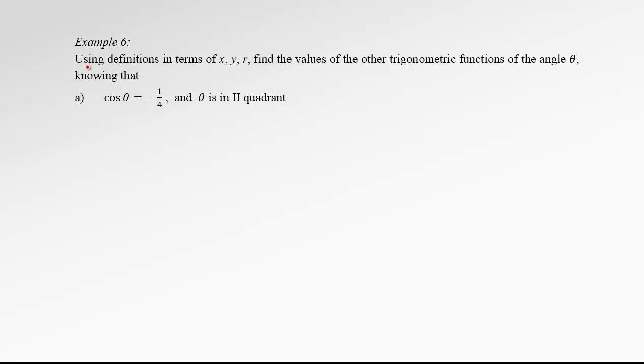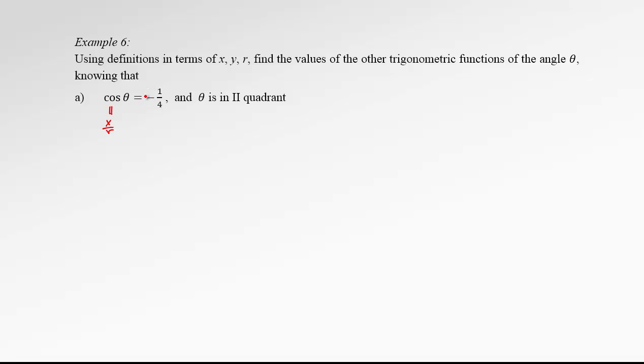What do we need to do in this example? Using definitions in terms of x, y, and r, find the values of the other trigonometric functions of the angle theta, knowing that cosine of theta is negative 1/4, and also that theta is in the second quadrant. Okay, do we remember the definition of cosine of theta? It is x over r.